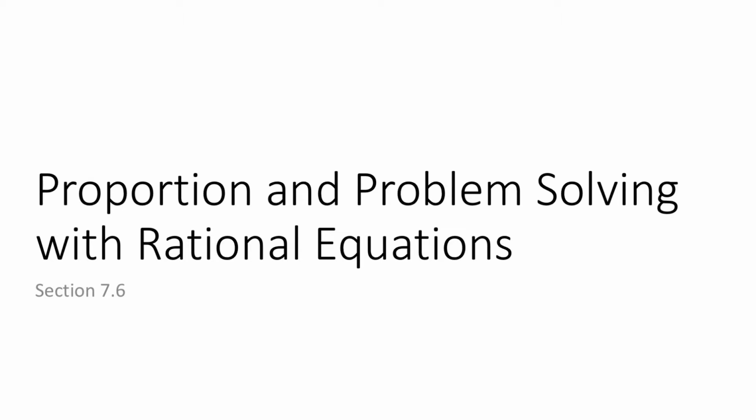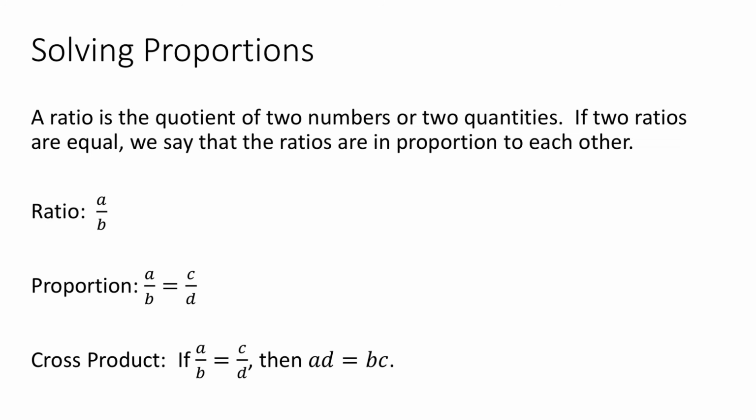In this section, we're going to talk about proportion and problem solving with rational equations. So, we need to solve proportions, and a proportion is when you have two ratios that are set equal to each other. A ratio is just a fraction, A over B, and a proportion is when you have two ratios set equal to each other.